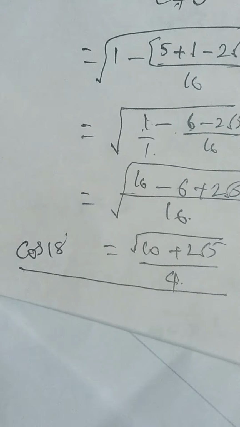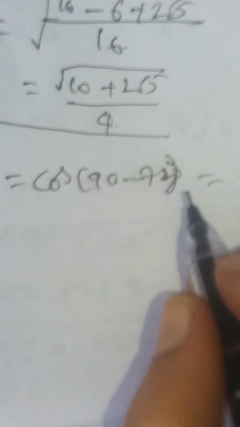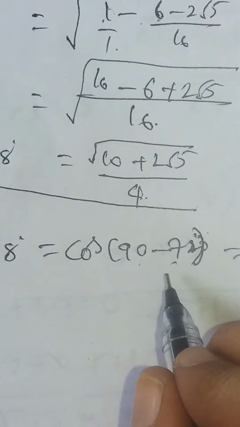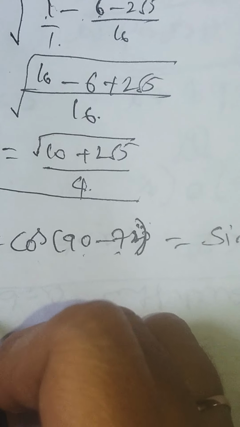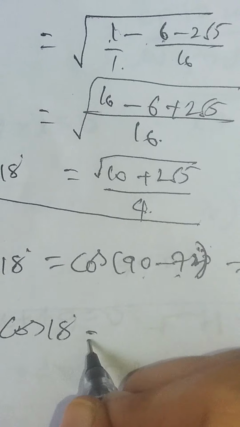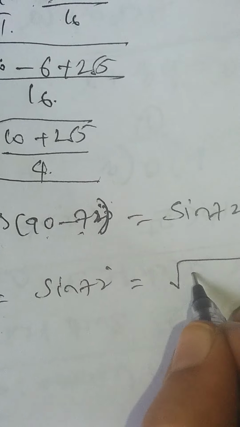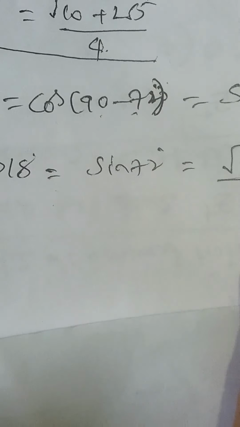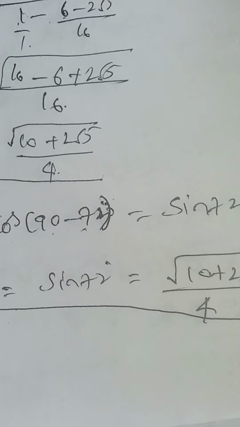But cos 18 can be written as cos of 90 minus 72 degrees. That is 90 minus 72 is 18 only. Now cos 90 minus theta is sin theta. That is sin 72 degrees. Therefore we will get cos 18 degrees is equal to sin 72 degrees, which is equal to root of 10 plus 2 root 5 divided by 4. So today we found sin 18, cos 72, cos 18, sin 72 values.